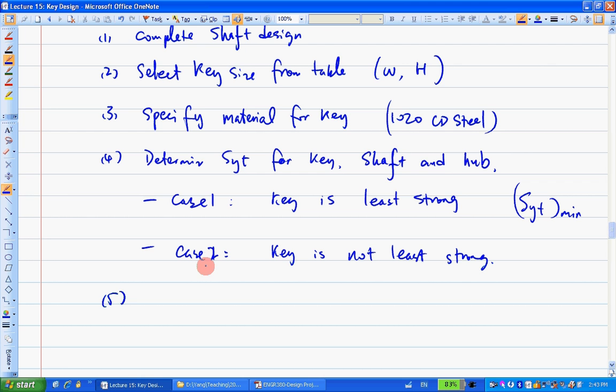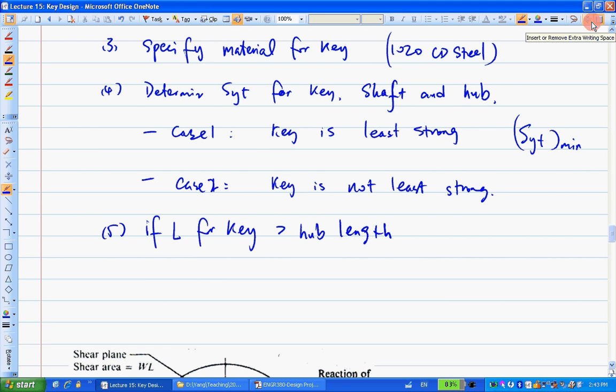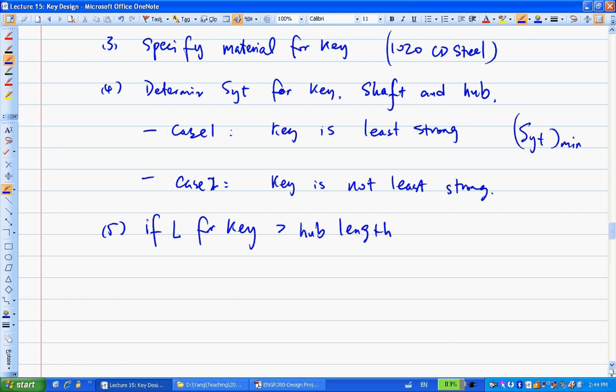So after you determine this and you design here, what if L for the key turns out to be too long for the hub's length? You design, you find that L, I'll show you how to design, is too long for the hub's length. Then in this particular case, it means the key material maybe is too low. You have to pick a stronger key material, because you don't want the key extruding out of the hub. Otherwise, it's not transmitting the required torque.